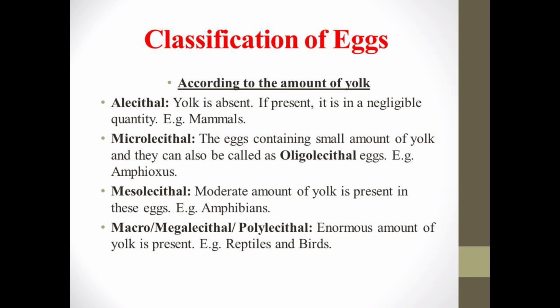Next type of the egg is the mesolecithal, which will consist of a moderate amount of the yolk, for example the amphibians. And the last type of the egg according to the amount of the yolk is macrolecithal, which will consist of an enormous amount of yolk to help in the development of the zygote, and for examples, the reptiles and the birds.